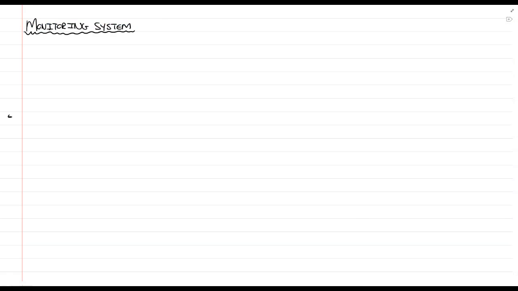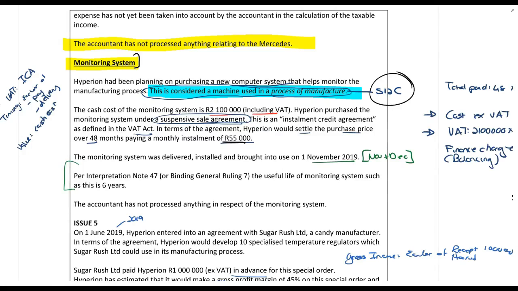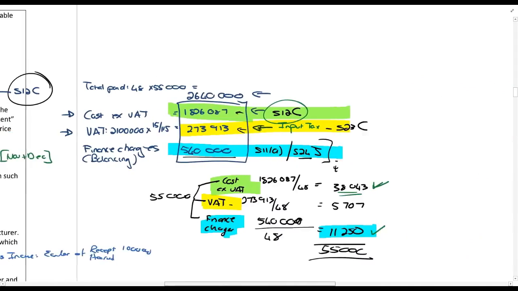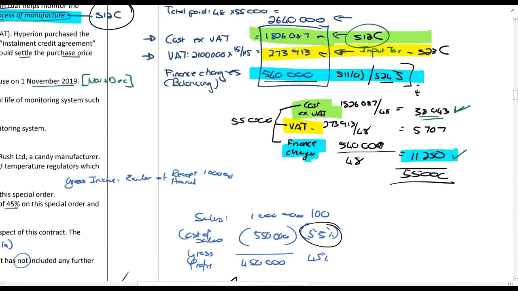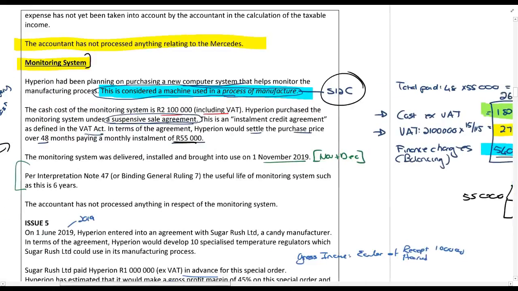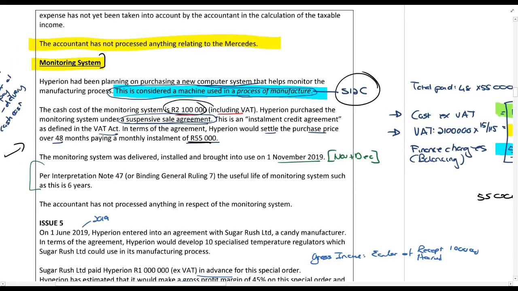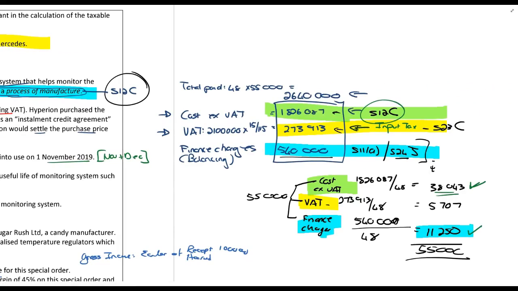Okay, so remember now, the monitoring system is the one we purchased on a suspensive sale agreement. We already did this whole big calculation, so I'm just going to remind you quickly what happened. The cash cost is 2.1 million rands including VAT. That means the cost excluding VAT is 1826, the VAT is 273. We will claim our allowances on this monitoring system, the Section 12C allowance on the cost excluding VAT.